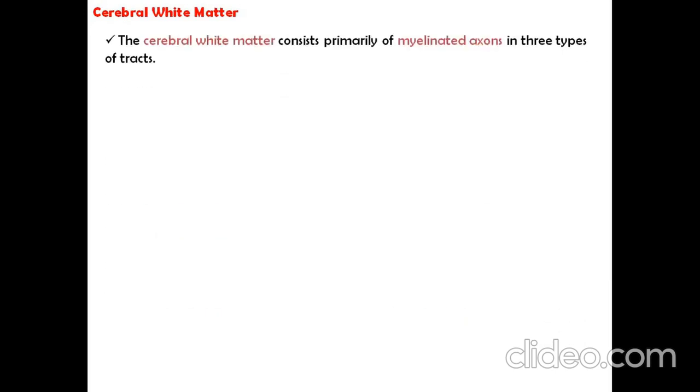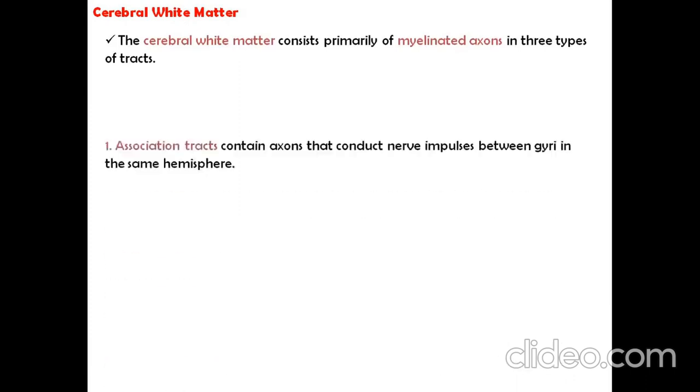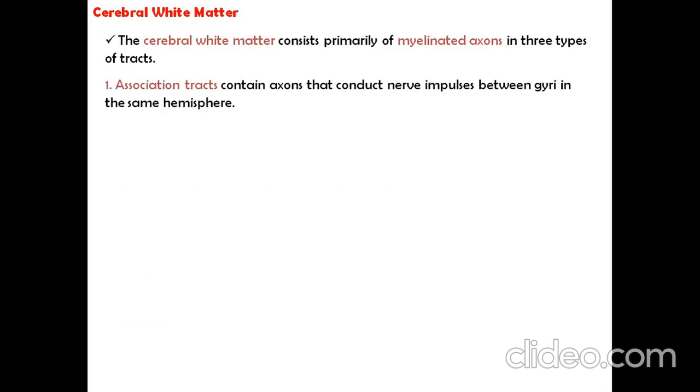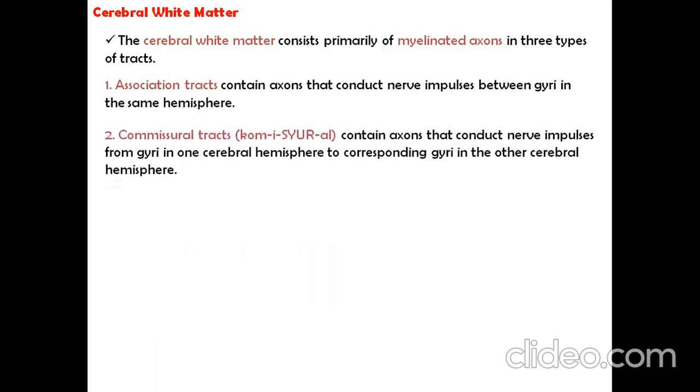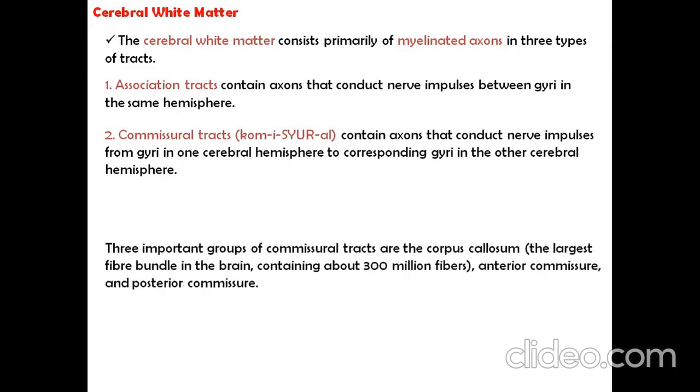Now next one is the cerebral white matter. The cerebral white matter consists primarily of myelinated axons in three types of tracts. First one is association tracts, which contain axons that conduct nerve impulses between gyri in the same hemisphere. Second one is commissural tracts, which contain axons that conduct nerve impulses from gyri in one cerebral hemisphere to corresponding gyri in the other cerebral hemisphere.